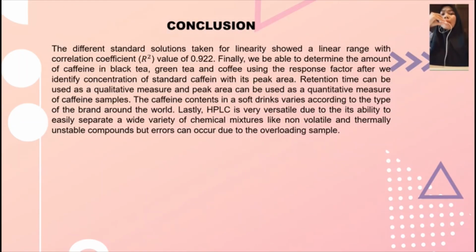For conclusion, we are able to determine the amount of caffeine in black tea, green tea, and coffee using the response factor solution. After we identify the concentration of standard caffeine with its peak area to get the response factor solution, we can conclude that retention time is a qualitative measure and peak area is a quantitative measure of caffeine samples. Lastly, HPLC is very versatile due to its ability to easily separate a wide variety of chemical mixtures, but error can occur due to overloading of the sample.